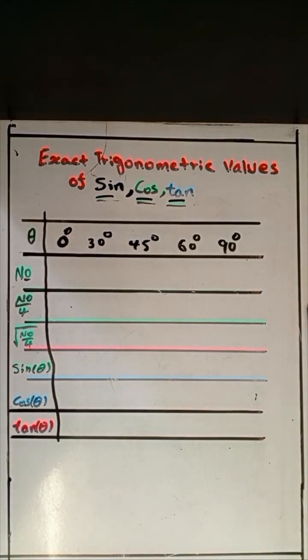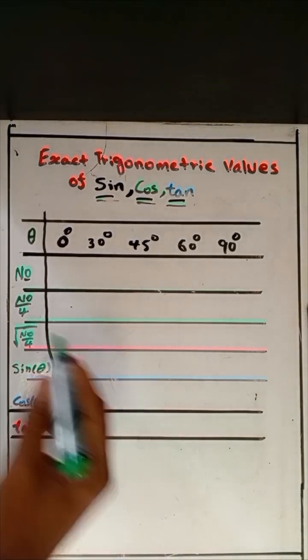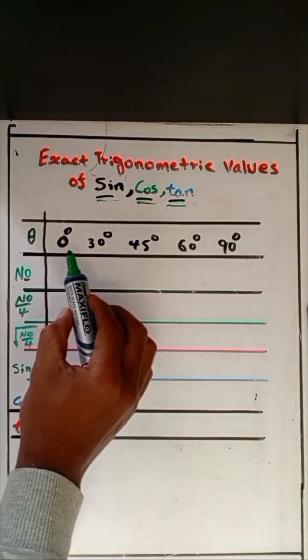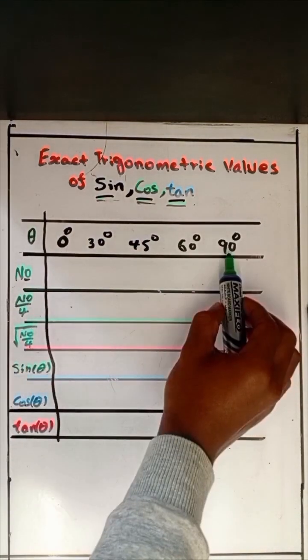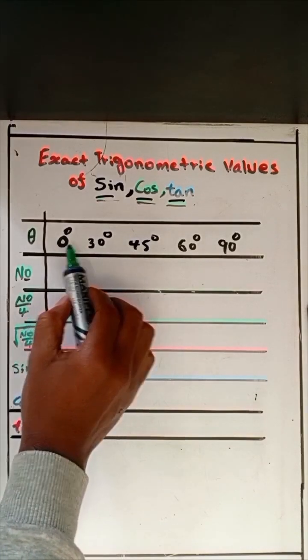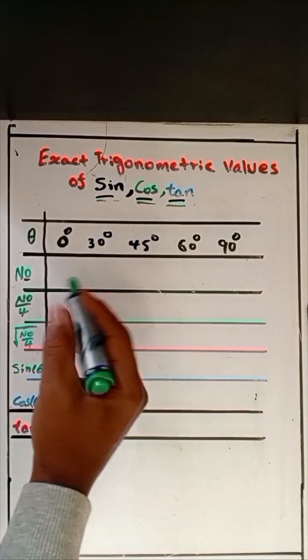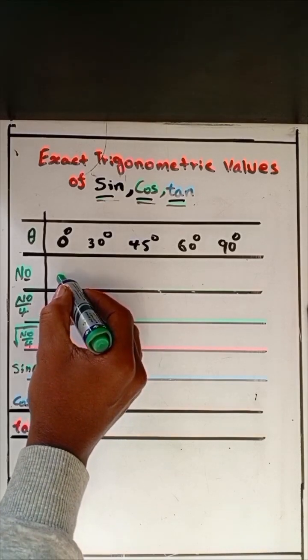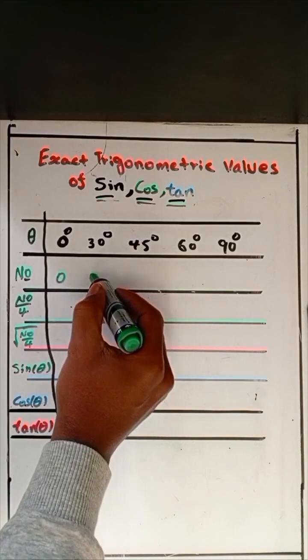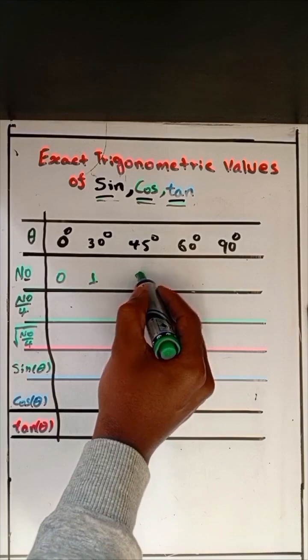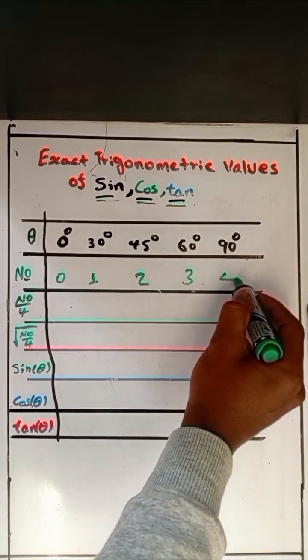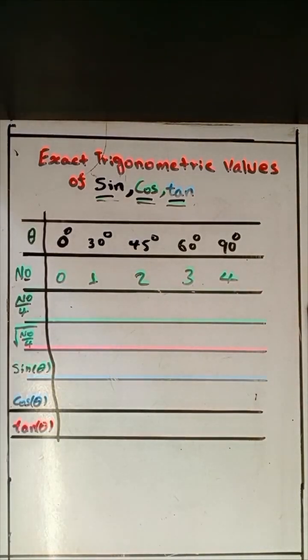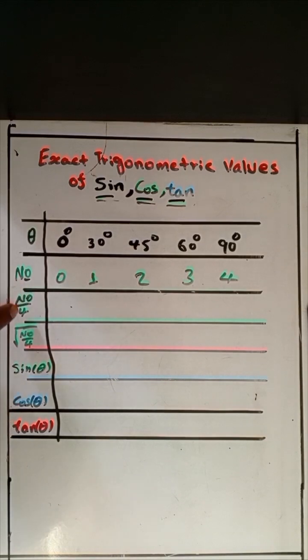Now we have listed the degrees. The second row contains the number of the degrees. We have to give the degrees a number starting from 0. Say 0, 1, 2, 3, and 4. Now in the third row, divide each given number by 4.